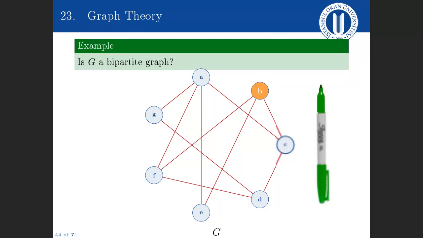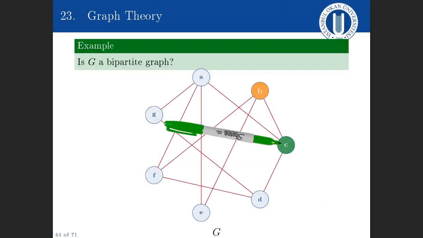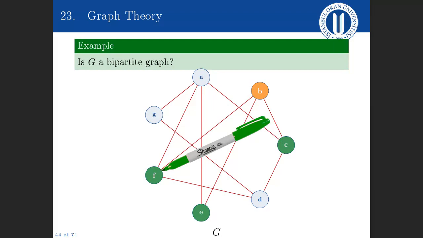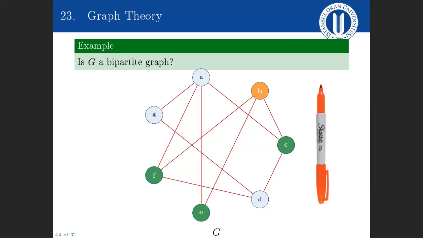Then I'm going to switch to my other pen. I'm going to pick up my green pen and I'm going to color in every vertex which is a neighbor of B, every vertex which is connected to B. So for example, there's an edge joining B to C, so I'm going to color in C. B is also connected to E, I'm going to color that green, and B is connected to F, so I color that green. Now, are there any green vertices connected together? Is C connected to E? No. Is C connected to F? No. Is E connected to F? No. So far, we're okay.